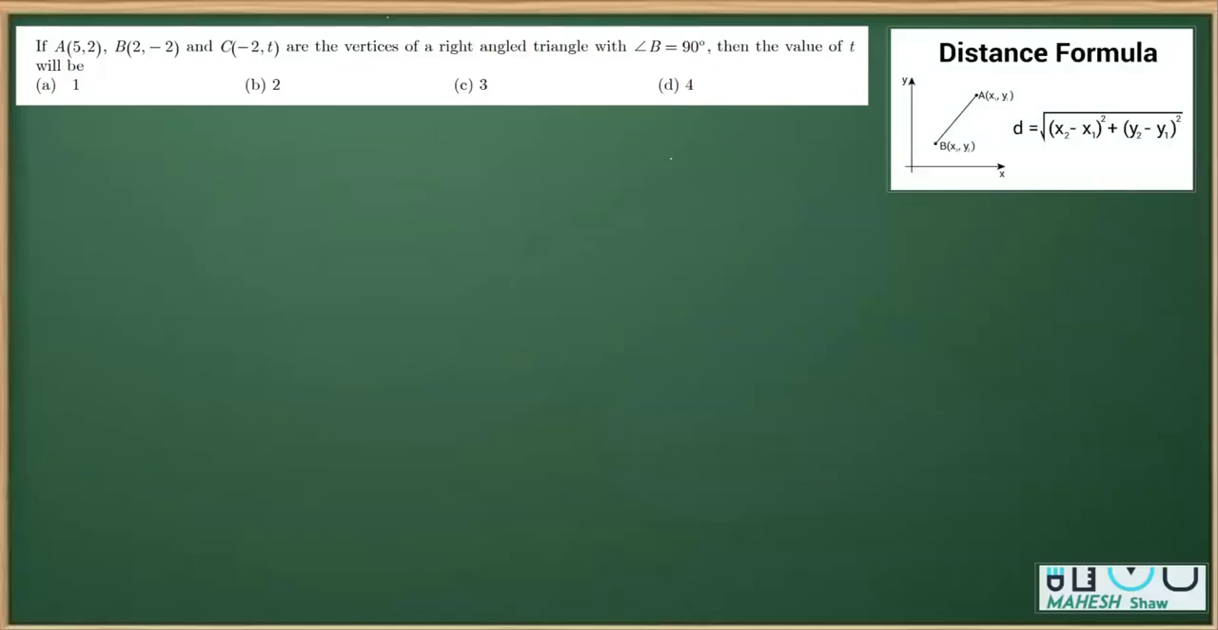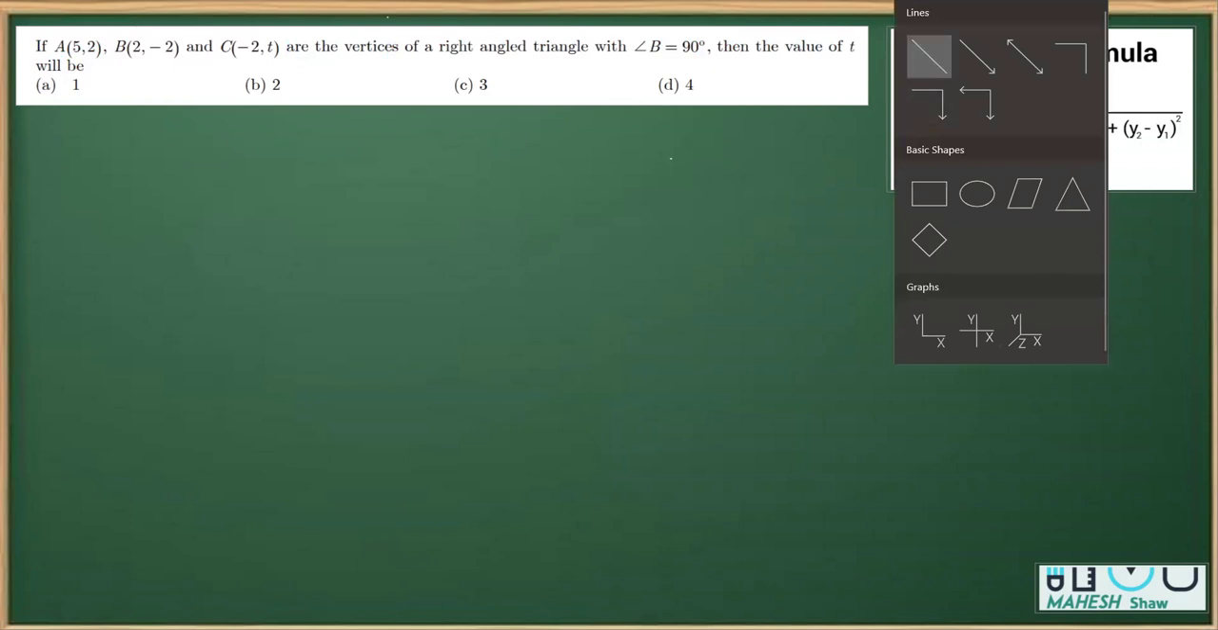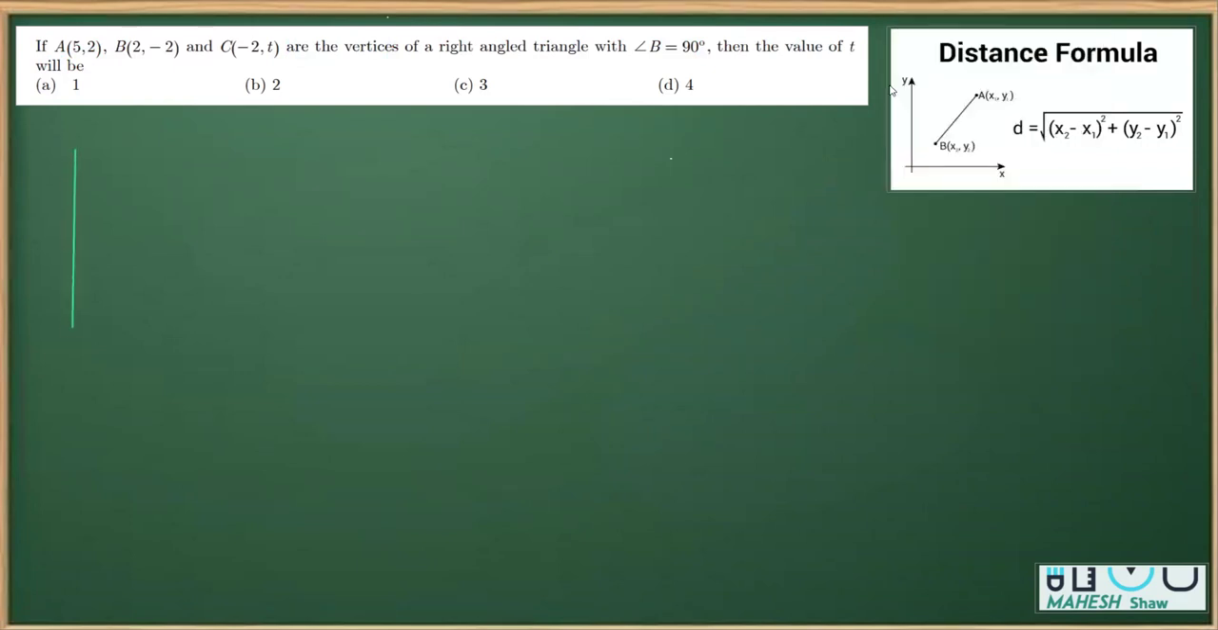This is one question from the chapter coordinate geometry. It says that A, B, C are the three vertices of a right angle triangle. Angle B is 90 degrees, and we have to find the value of t. Well, for that, let's first make a right angle triangle, keeping in mind that here B is 90 degrees.